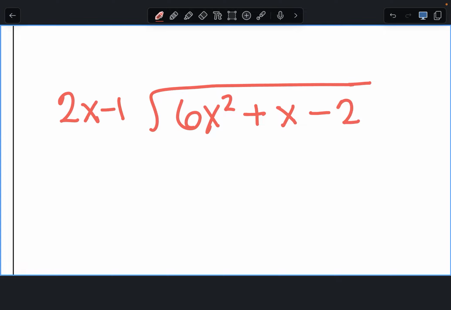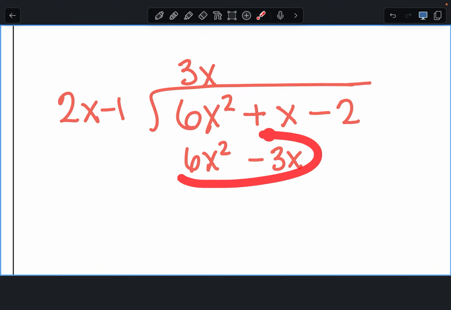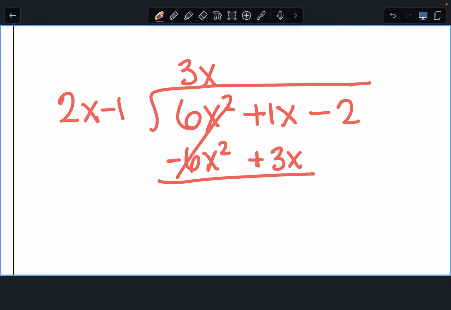All right. 2x times what gives you 6x squared? 3x. All right. 2x times 3x, 6x squared. All right. 3x times negative 1, negative 3x. But remember, change both of your terms to the opposite. So 6x squared is going to be negative, and the negative 3x is going to be positive. 6 minus 6 cancels out. But 1 plus 3 is 4x. Bring down the minus 2.